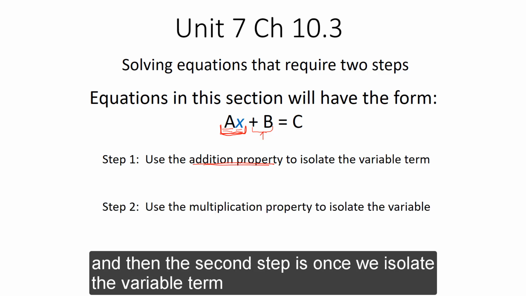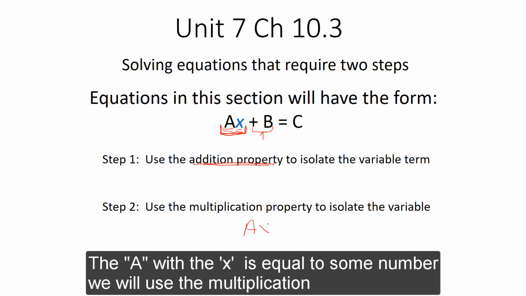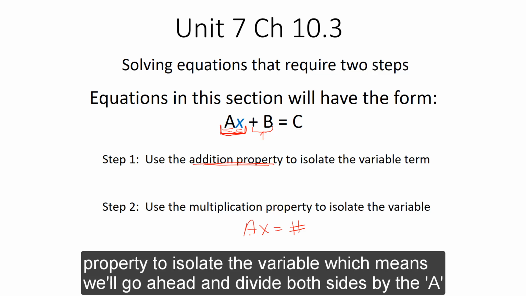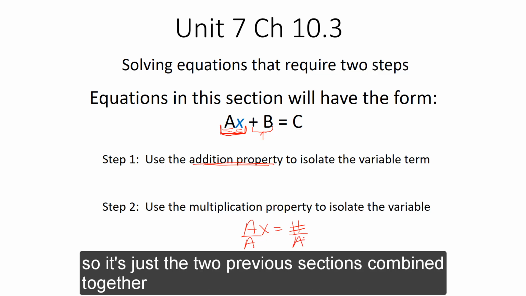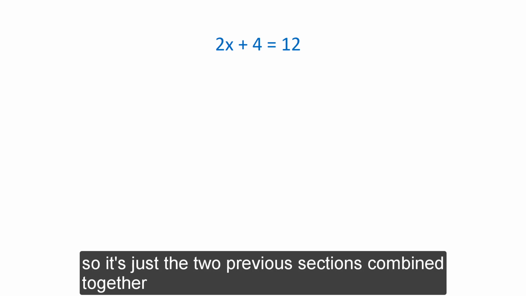And then the second step, or the last step, is once we have isolated the variable term, so in this case now we have ax is equal to some number. Then we're going to use that multiplication property to isolate the variable, which means we will go ahead and divide both sides by the a. So it's just the two previous sections combined together.